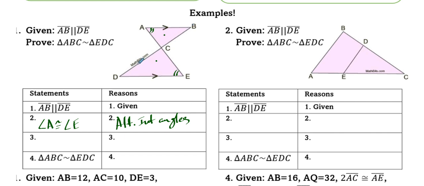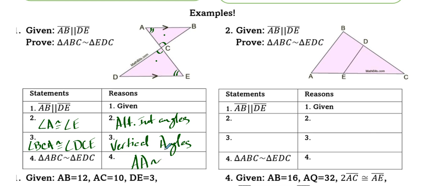And then I could use angle B and D, but I'm going to talk about these vertical angles here. I'm going to say angle BCA is congruent to DCE because they are vertical angles. And that's really all I need. I have two angles that are congruent, so I have angle similarity.